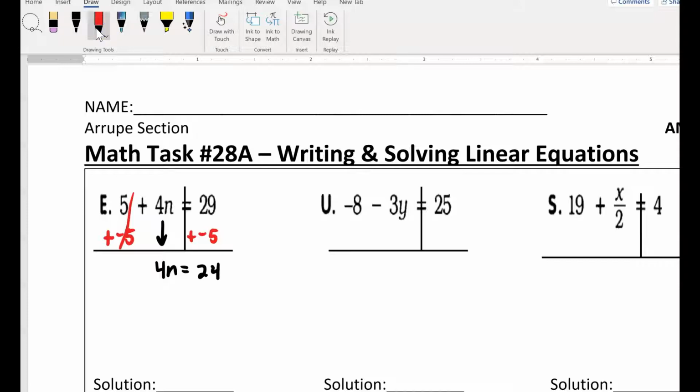And now I see multiplication, so I divide by 4. 4 divided by 4 is 1, and 1 times n is just n, so those cancel out. I get n is equal to 24 divided by 4 is 6. So my solution is 6.